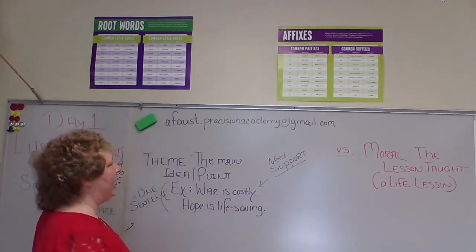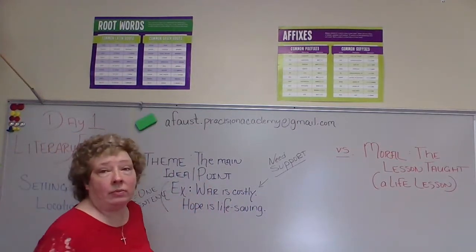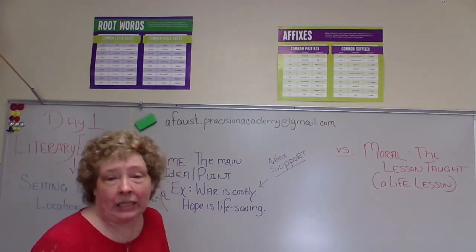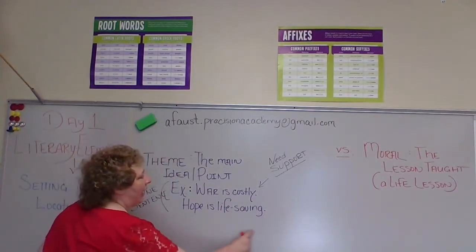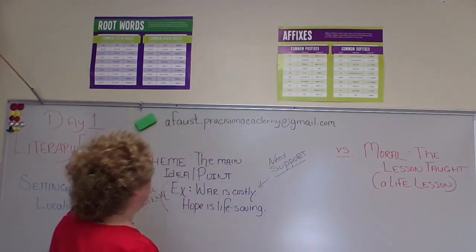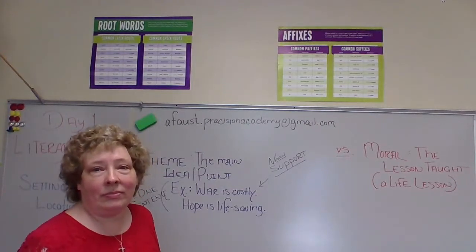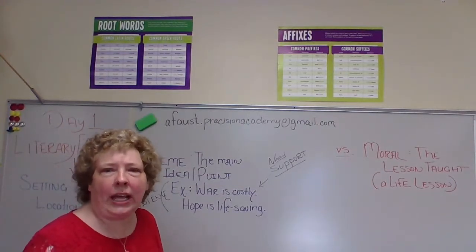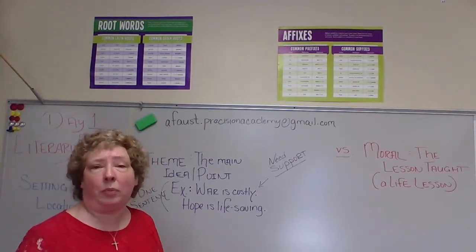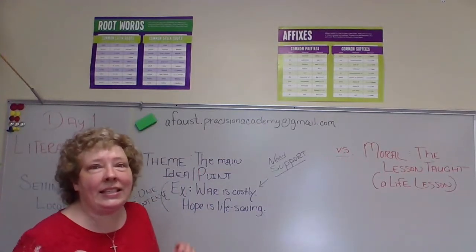So here we go. Examples. War is costly. It's all about war. But the author is saying it's costly. Lots of people may die. Hope is life-saving. It's all about hope. But what about it? It's life-saving. You've got to have hope to have a real good life. That could be what the writer's trying to tell you in his wonderful poem. Okay, that's what you need to do for the theme. So you've got to dig.